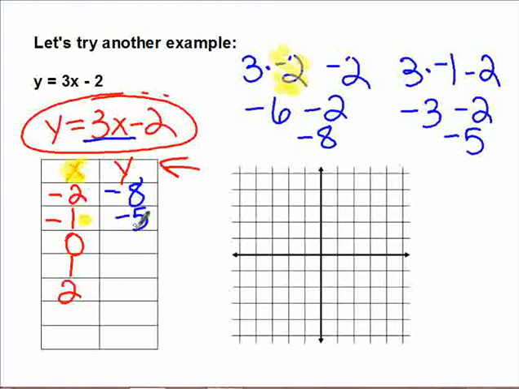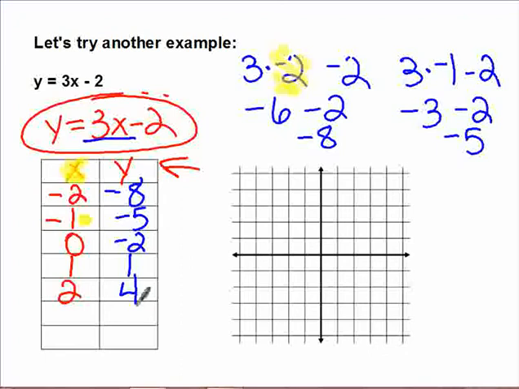Pause the movie now and try to finish this t-table on your own. Hopefully, you got negative 2, 1, and 4. Now, we're asked to graph these points.